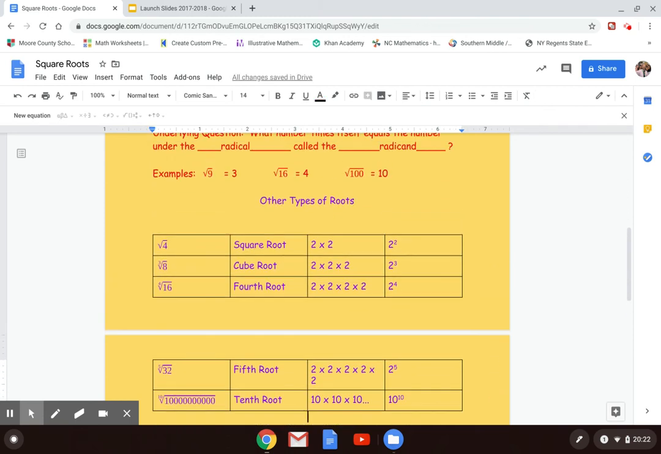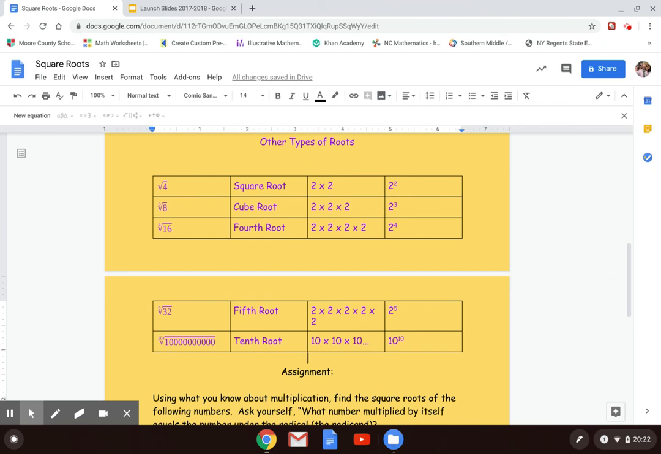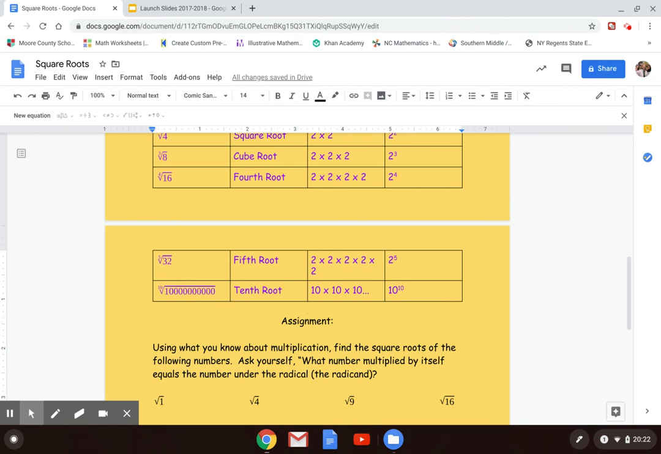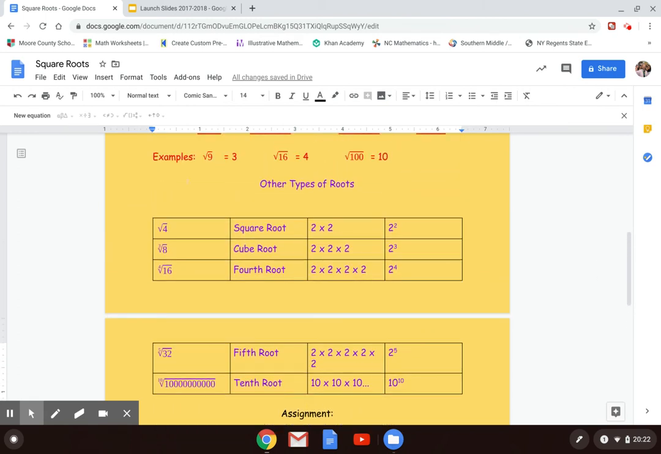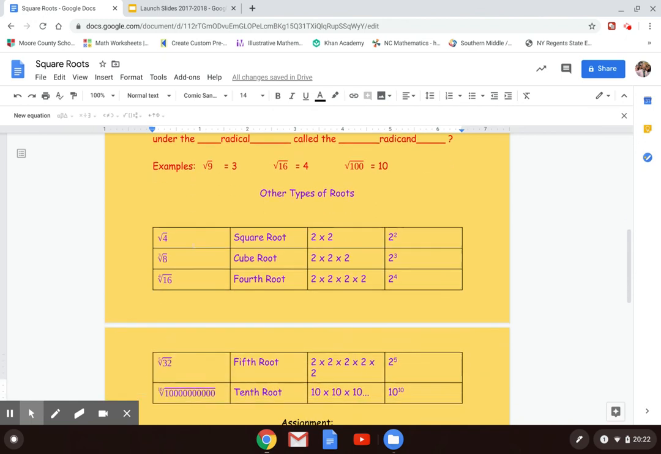So these are other types of roots that you may see. We may work with cube roots in 8th grade, but 4th roots, 5th roots, and you can really have any root that you want. The 10th root was another example. Okay, and you're just looking for that number multiplied by itself that many times, which equals your radicand.